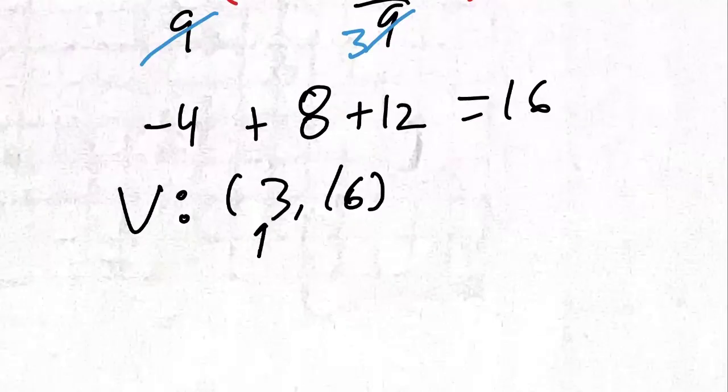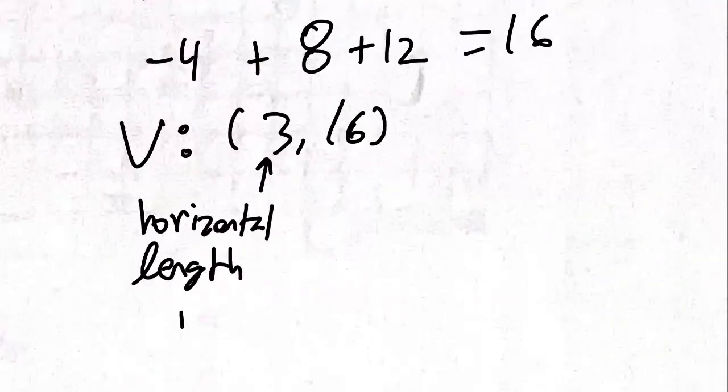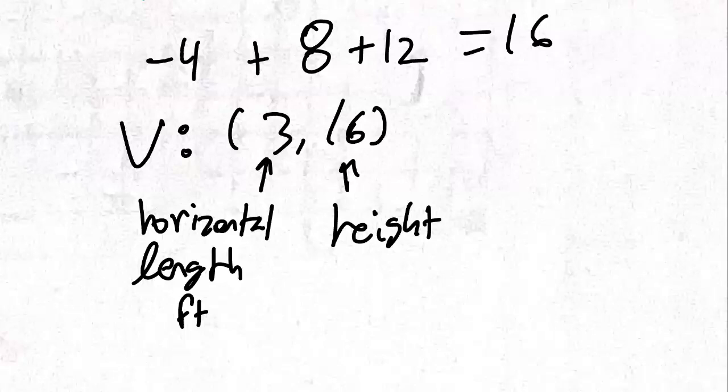3 represents the horizontal length, in feet by the way, and 16 represents the height, right? Because that's the y coordinate. It's how high you're going. So at 3 comma 16 is when the person from the diving board is going down as time goes on. So that means the maximum height is 16.